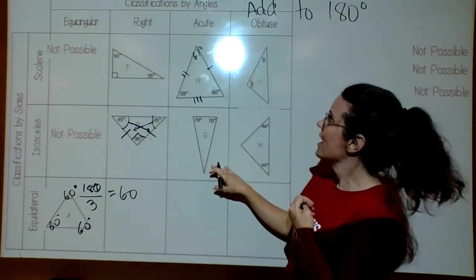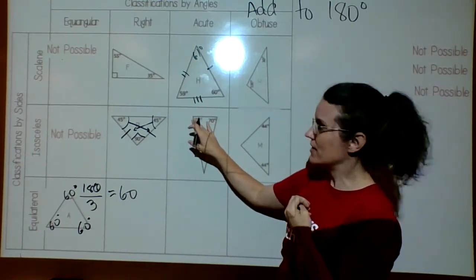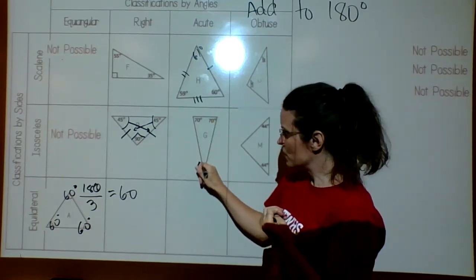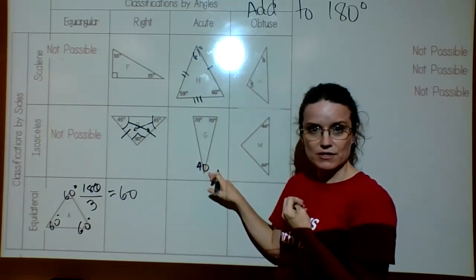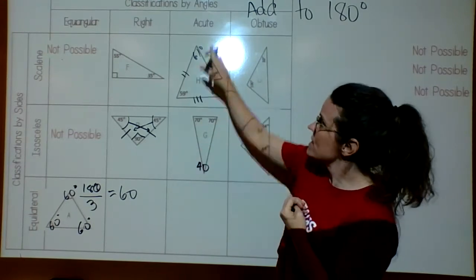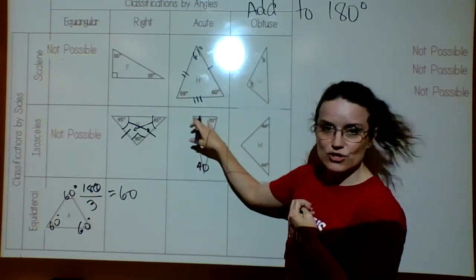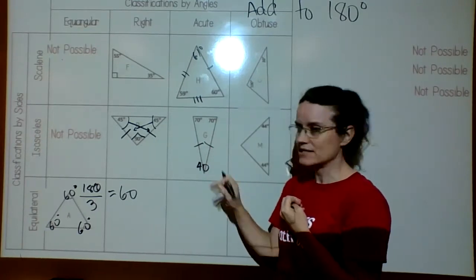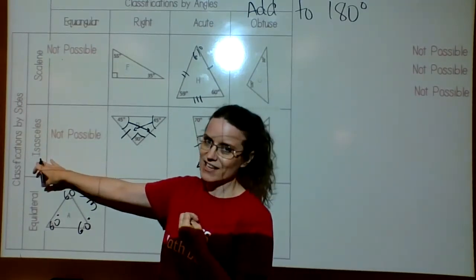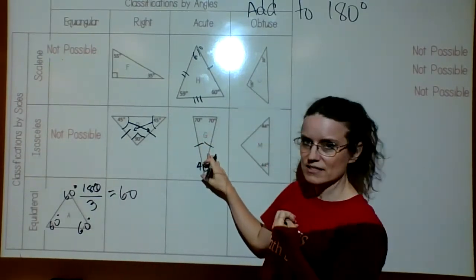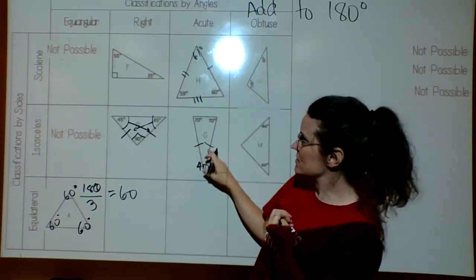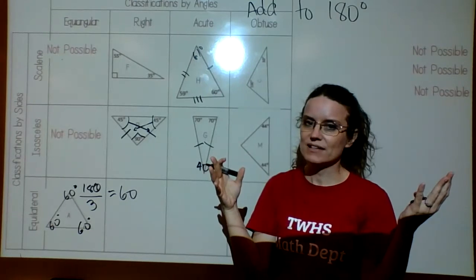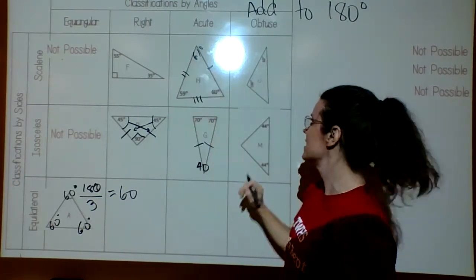Whereas this guy, I know that they're all acute. I've got 70 and 70 makes 140. And to add up to 180, this guy would have to be 40 degrees. So I know I have three acutes, but since two of the angles are the same, I know that these two sides will be the same, which makes it isosceles. So I can have isosceles acute, and I can have scalene acute. So two different ways to classify. You got to pay attention to both things.